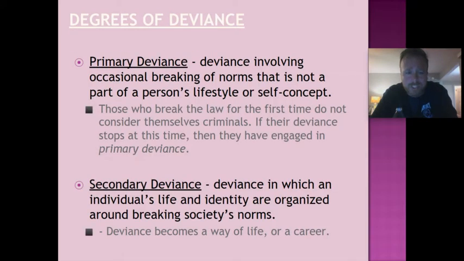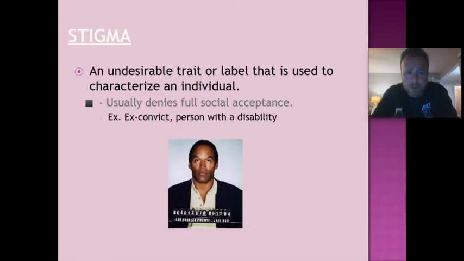So we are going to actually skip this primary and secondary deviance, and we're going to go to stigma. Okay, an undesirable trait or label that is used to characterize an individual, usually denies full social acceptance.